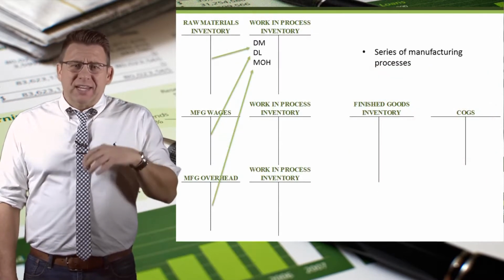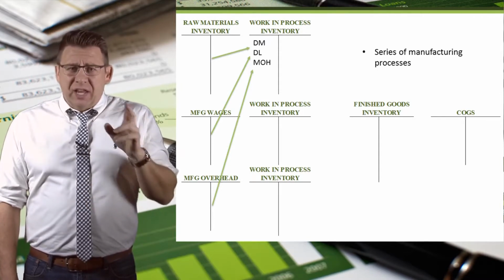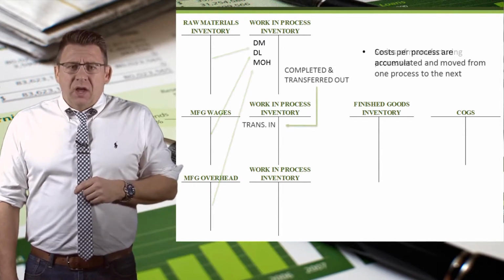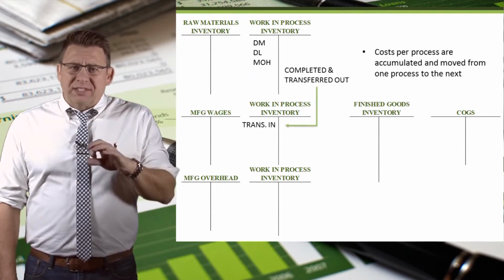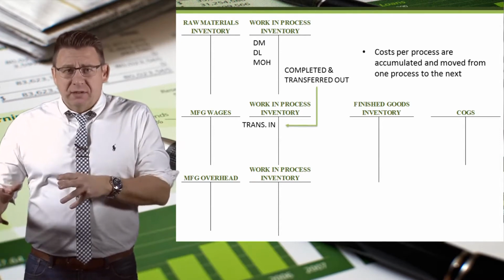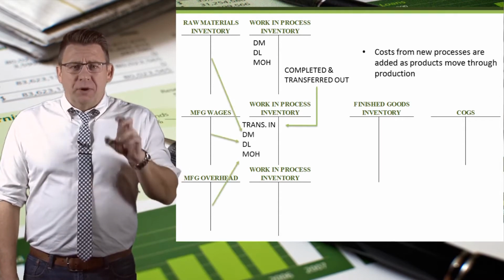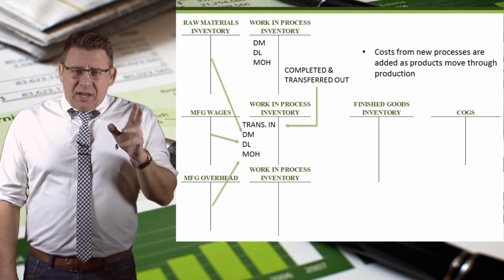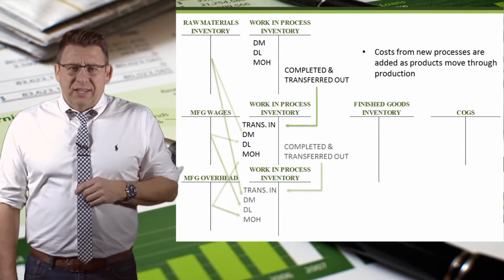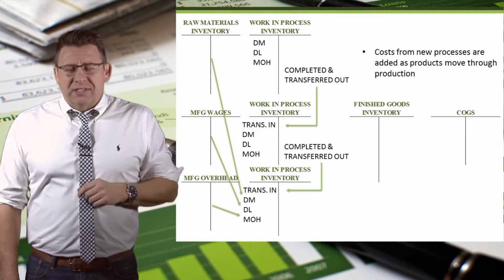Process costing is a series of manufacturing processes where materials and conversion costs are added in each process. Costs in each process are accumulated and transferred to the next process once the first process is completed. Costs from new processes are added as products move through the production process, each time having additional costs added as new processes are completed.